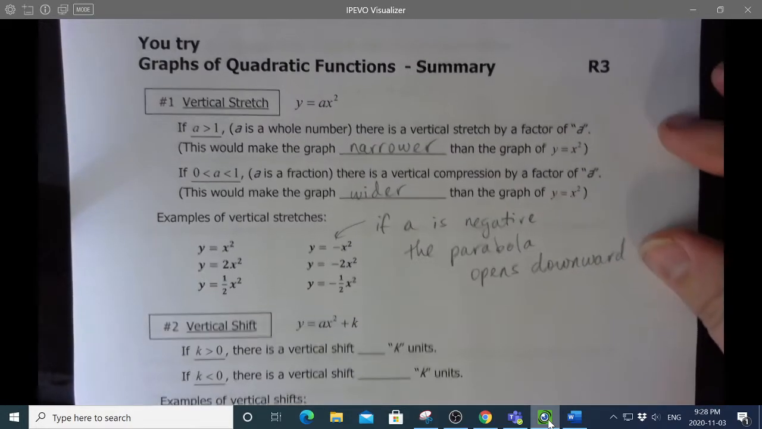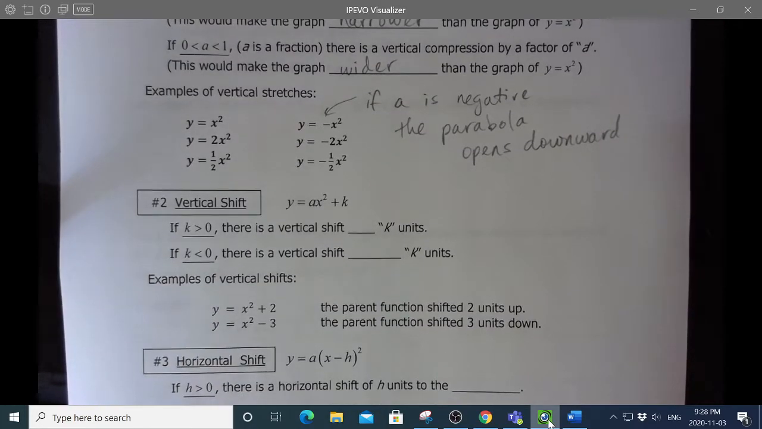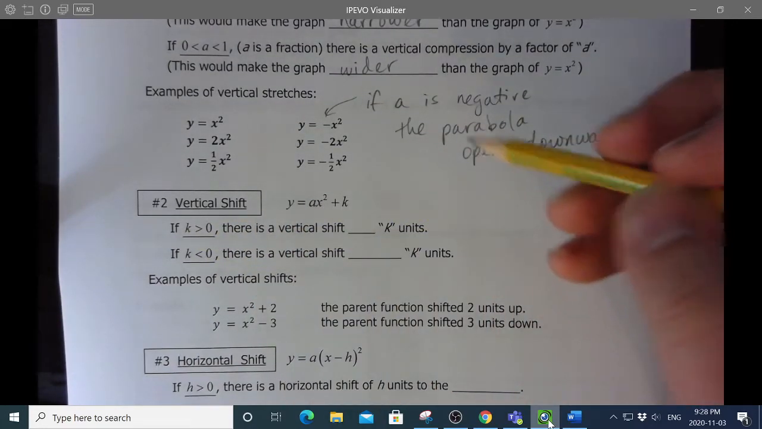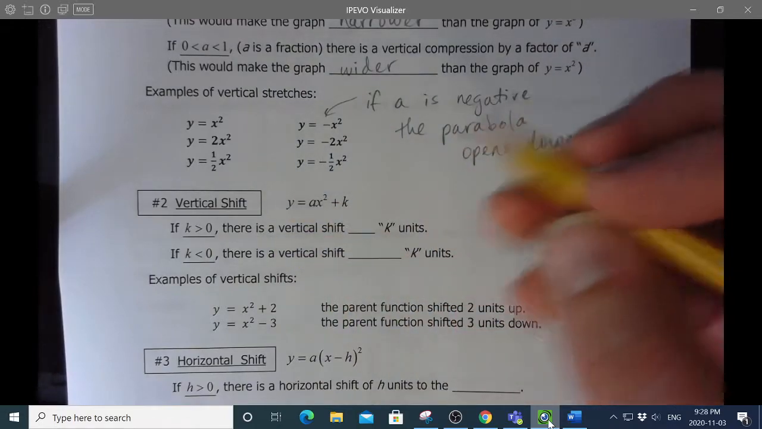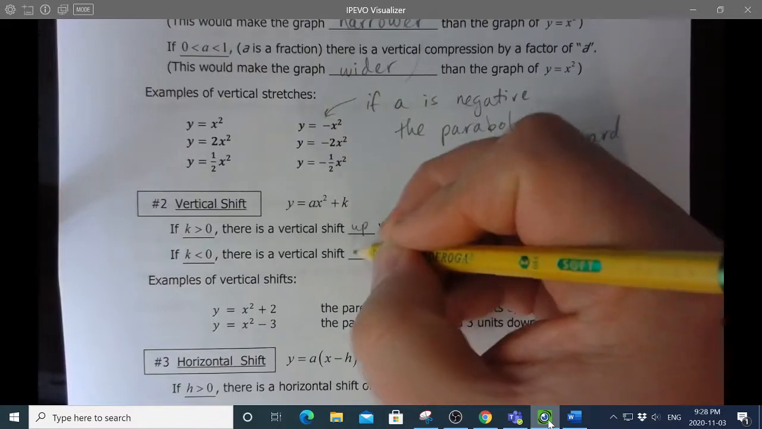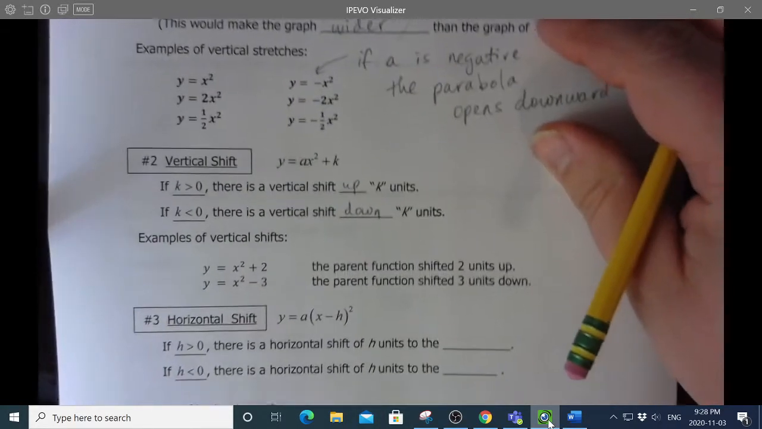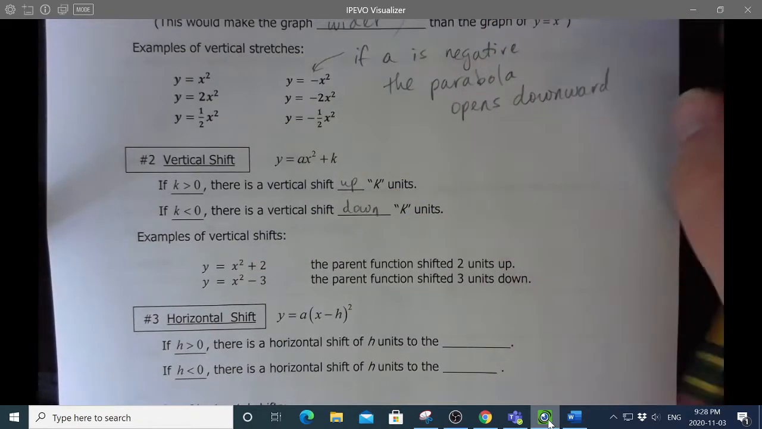Okay, and then for number 2 here, the vertical shift, if there is a k that's greater than 0, as in it's positive, there is a vertical shift up k units. If k is less than 0, there is a vertical shift down k units, so if you have a negative. And there's 2 examples.